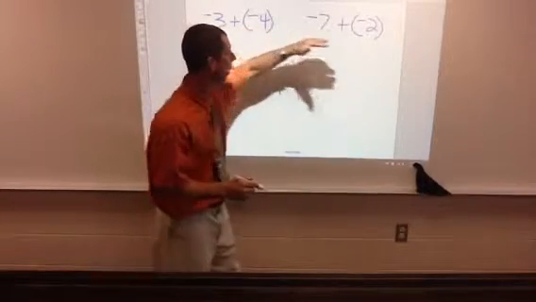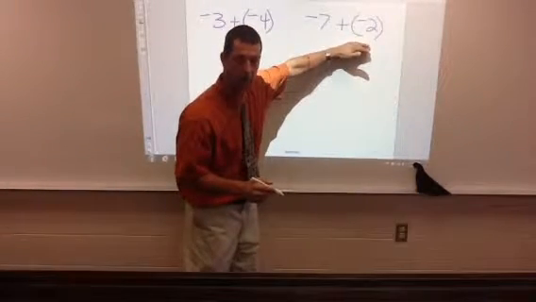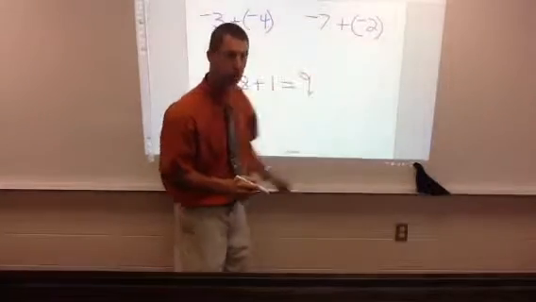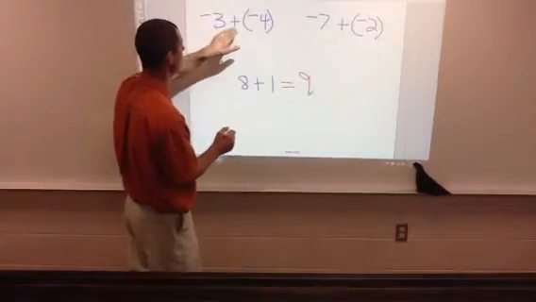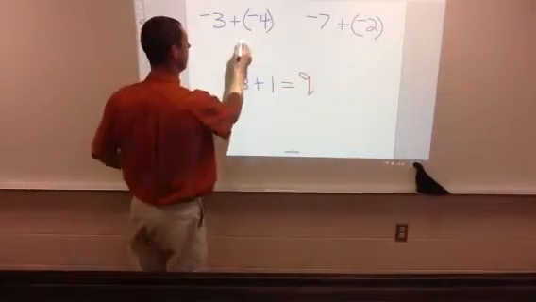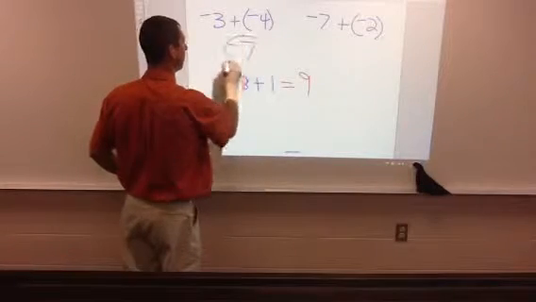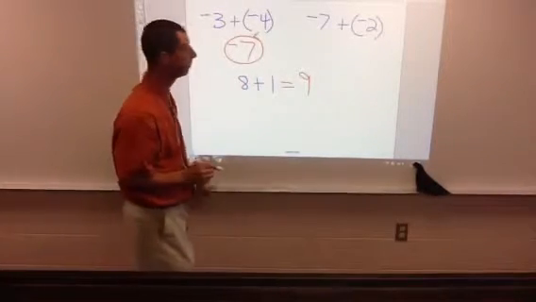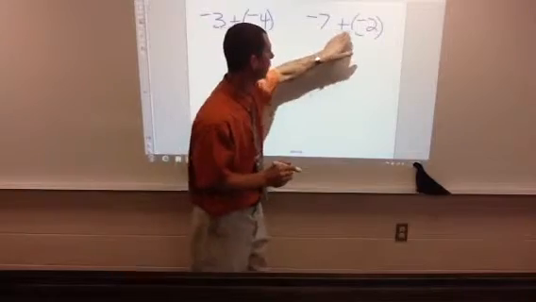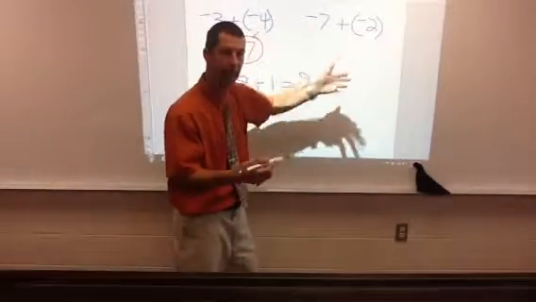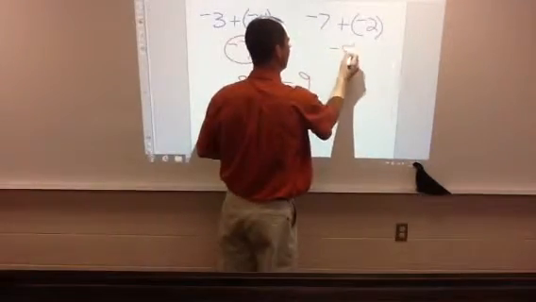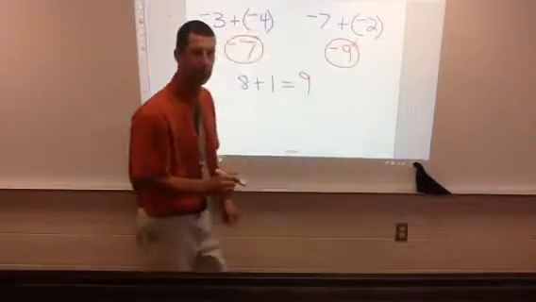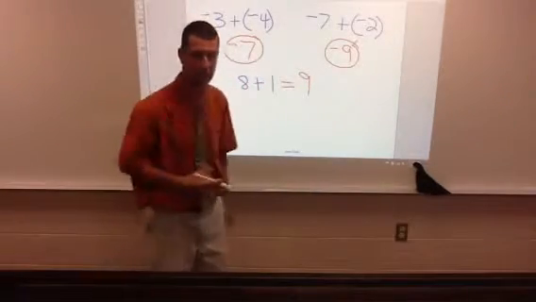Same rules apply for negative numbers, all right? You add them up and your answer is negative. So in this case, 3 plus 4 is 7, and they're both negative, so my answer is negative 7. Here, negative 7 plus negative 2, we add them up, my answer is negative 9. All right? Those shouldn't give you any trouble.